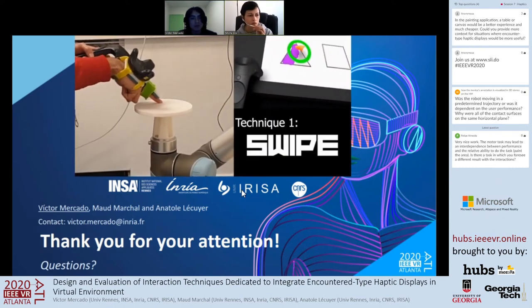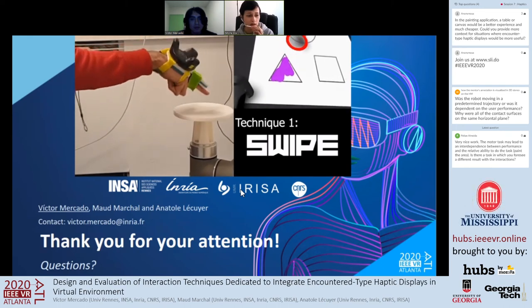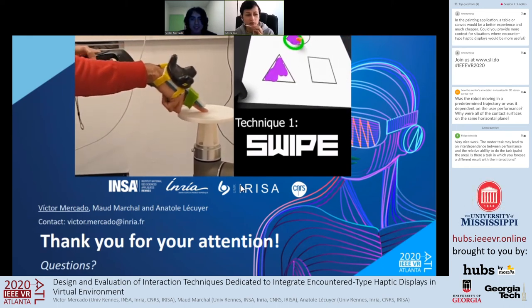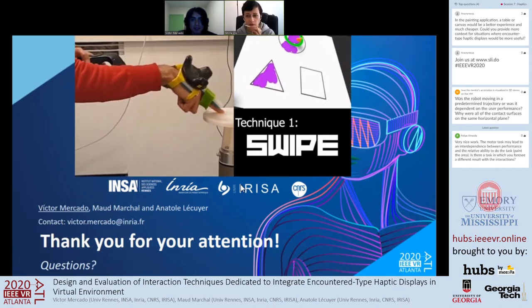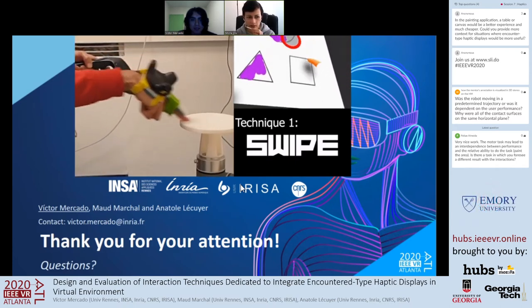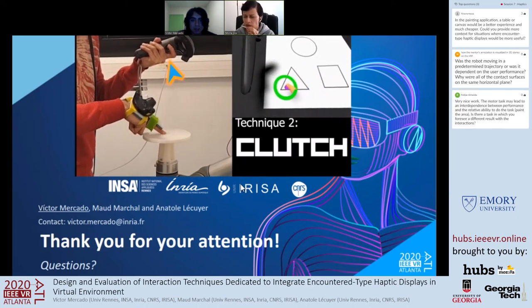I have another question. Slido, from Felipe Almeida, says: very nice work. The motor task may lead to an interdependence between performance and the relative ability to do the task, which is painting the area. Is there a task in which you foresee a different result from those interactions?